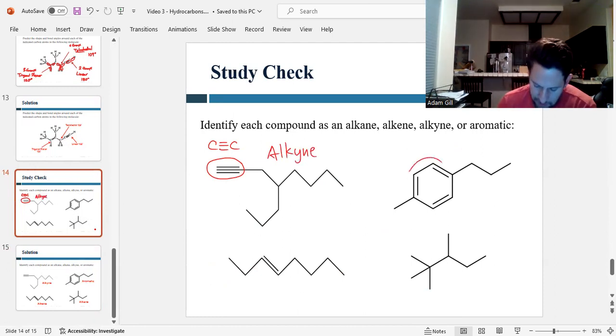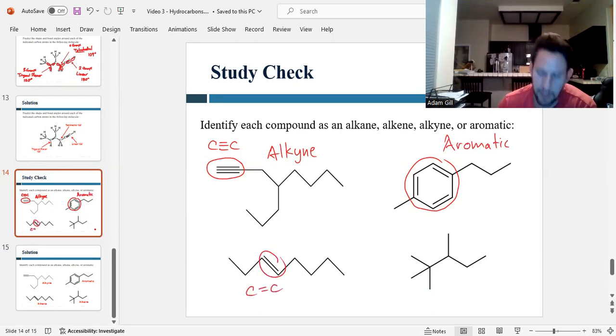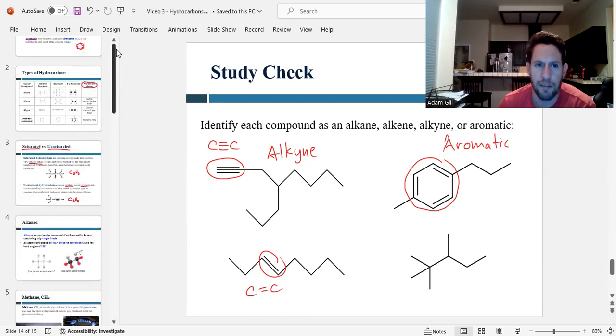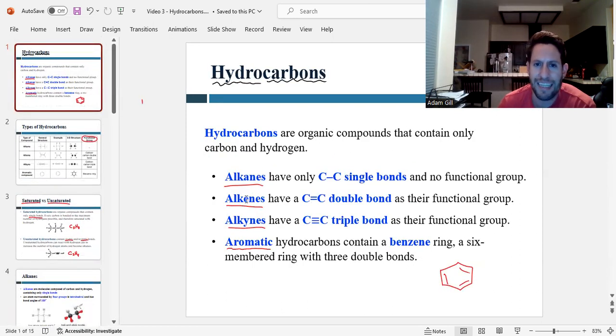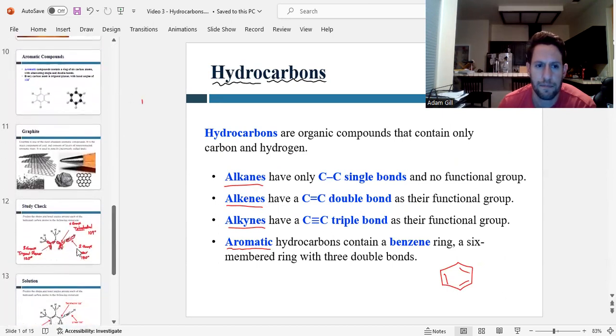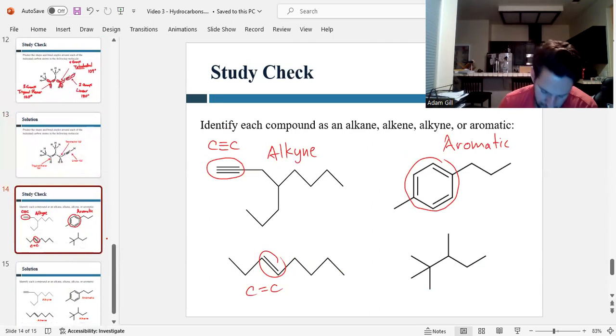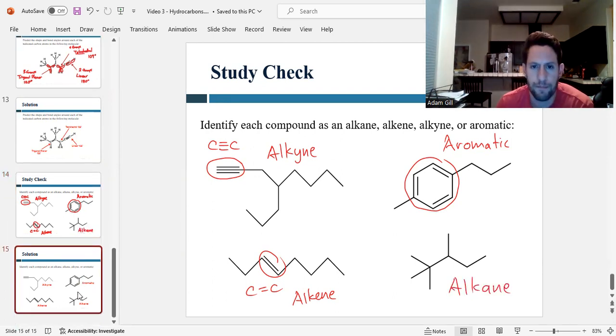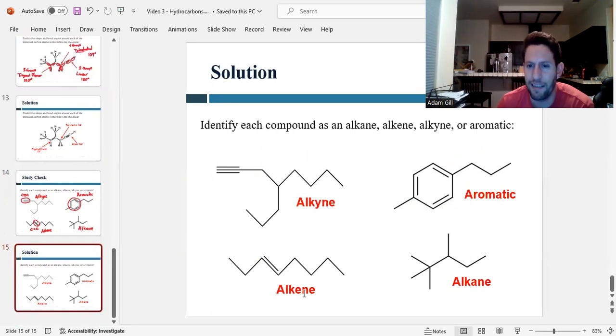All right, this one here, I see this big 6-membered ring with 3 double bonds. That's definitely aromatic. This one here has a carbon-carbon double bond. So remember, anything with a carbon-carbon double bond is called an alkene with an E. It's going to be an alkene. And then this one here, all single bonds, no double, no triple, no rings. This is an alkane. So alkyne, aromatic, alkene, and alkane.